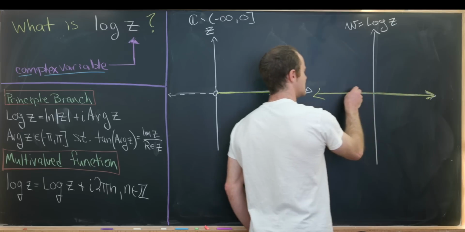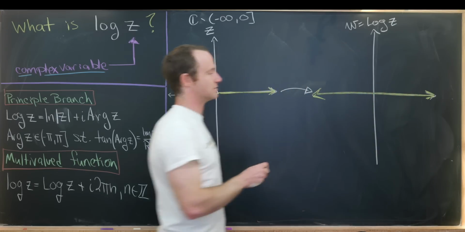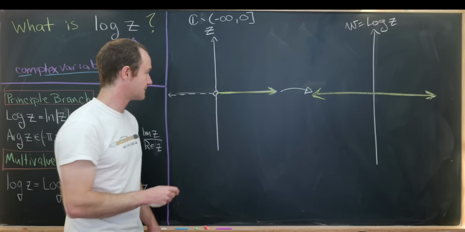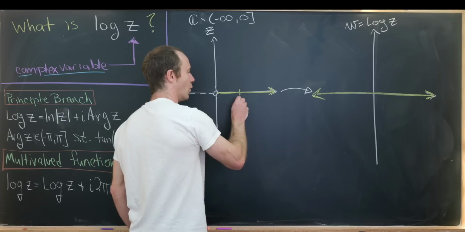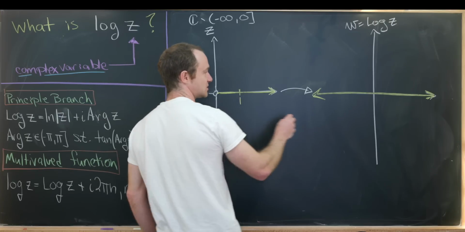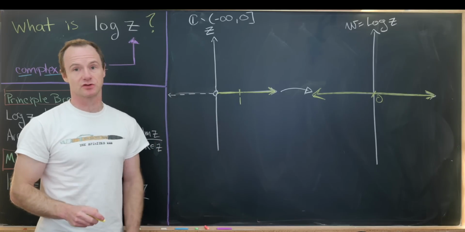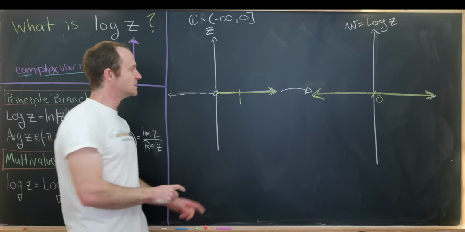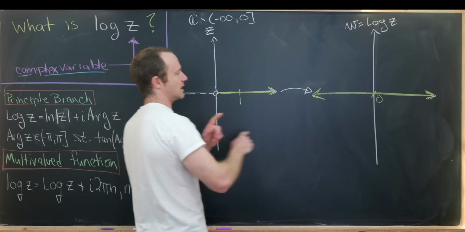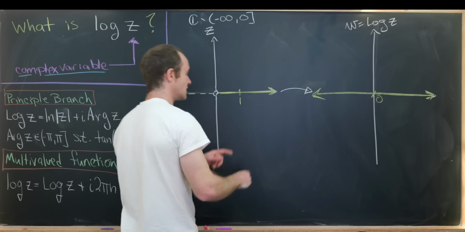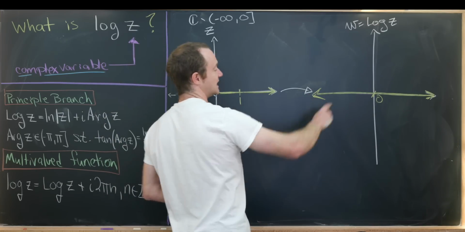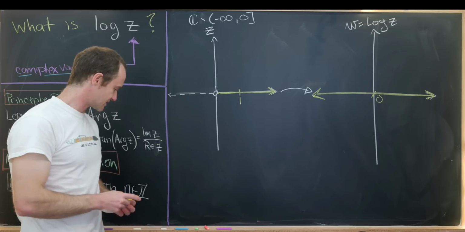Great. And now maybe it would be nice to see some points along this ray. Well, maybe this point 1 will get mapped to the origin 0. That's pretty obvious because the natural log of 1 is 0. So that means everything between 0 and 1 gets mapped to the negative real axis, whereas everything between 1 and infinity gets mapped to the positive real axis.